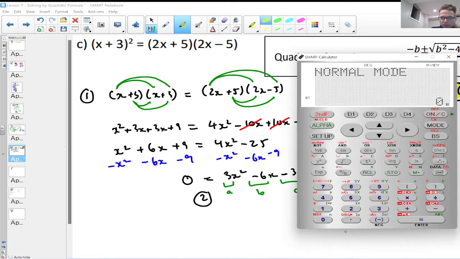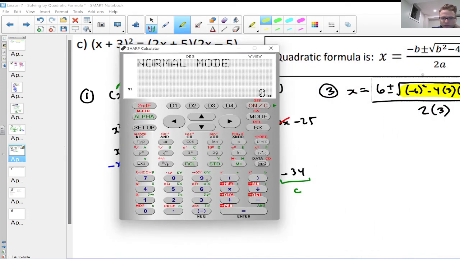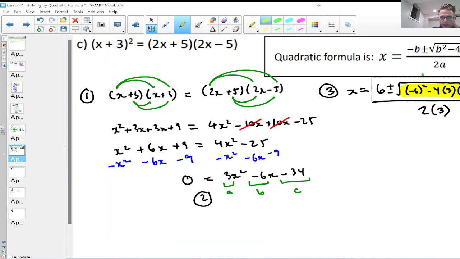So I'm going to take my calculator. Again, negative 6 squared is really just 6 squared. So 6 squared minus 4 times 3 times negative 34. So here I get 444. All right, so what do I have? I've got x is equal to 6 plus or minus square root 444 all over 6.